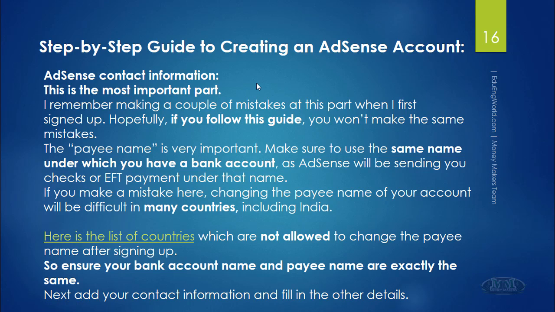Now talking about the AdSense contact information, this is the most important part in the creating account process. I remember making a couple of mistakes at this part when I first signed up. Hopefully if you follow this guide you won't make the same mistakes. The payee name is very important. Make sure to use the same name under which you have a bank account, as AdSense will be sending you checks or EFT payments under that name.